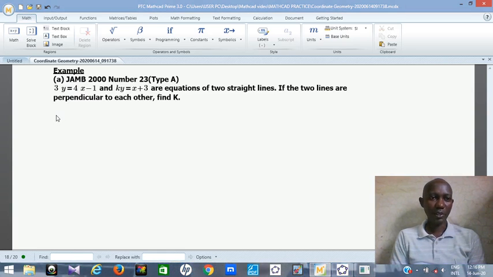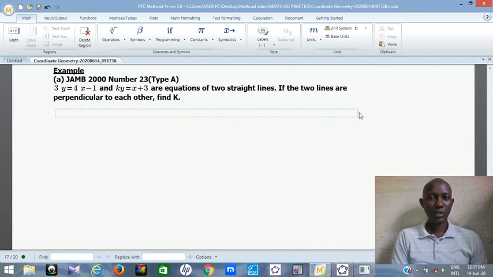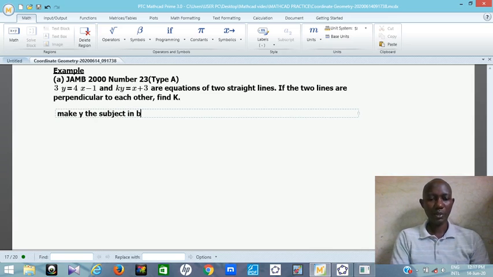So if you start with your solution, first you find the equation of both, you make y the subject. So that is the best way to get the gradient of both lines. If you want to get the gradient of any line, just make y the subject. Make y the subject in both equations.